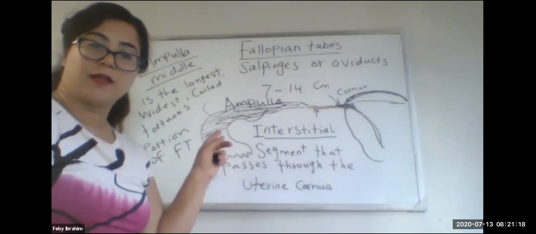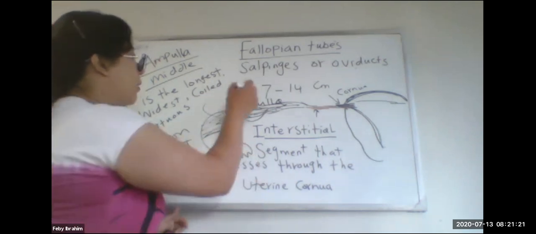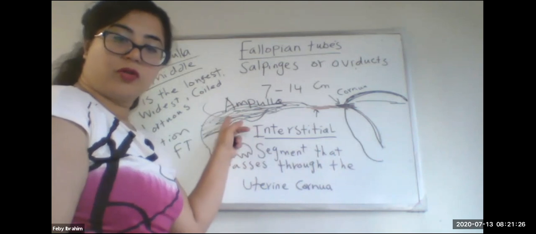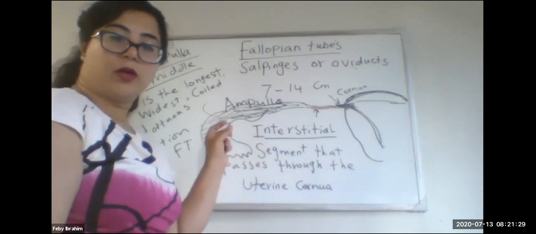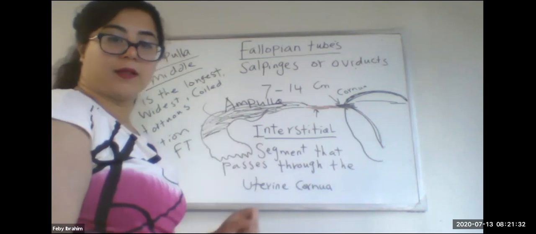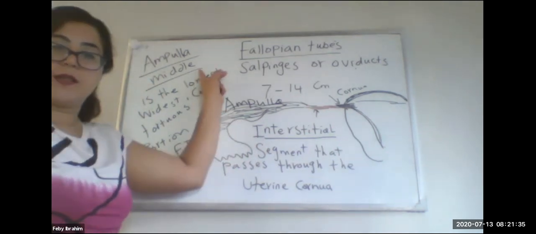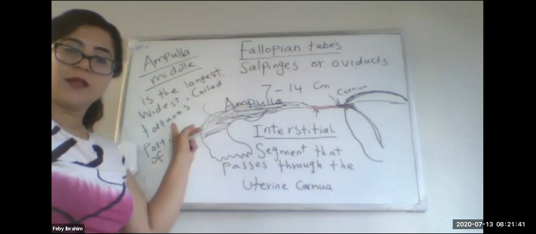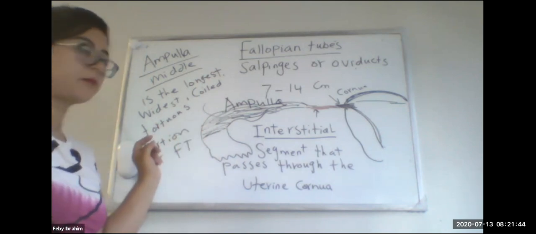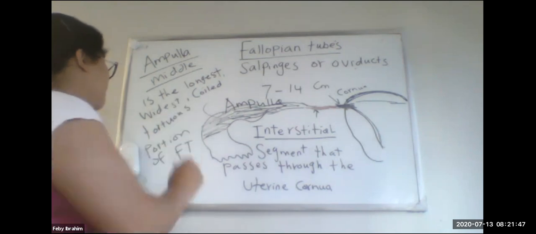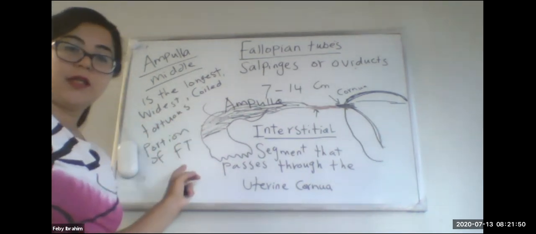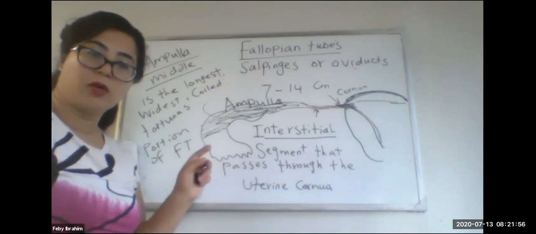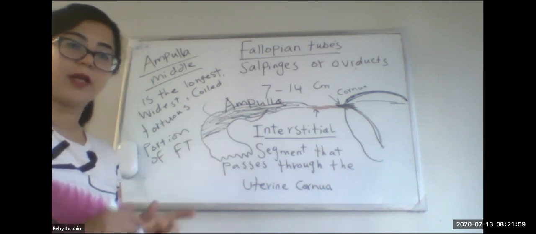Guys, the ampulla is the site of fertilization, and it is also the most common location for ectopic pregnancy. Again, the ampulla is the middle segment, the longest, widest, coiled, most tortuous, and it's the site of fertilization and the most common location for ectopic pregnancy.